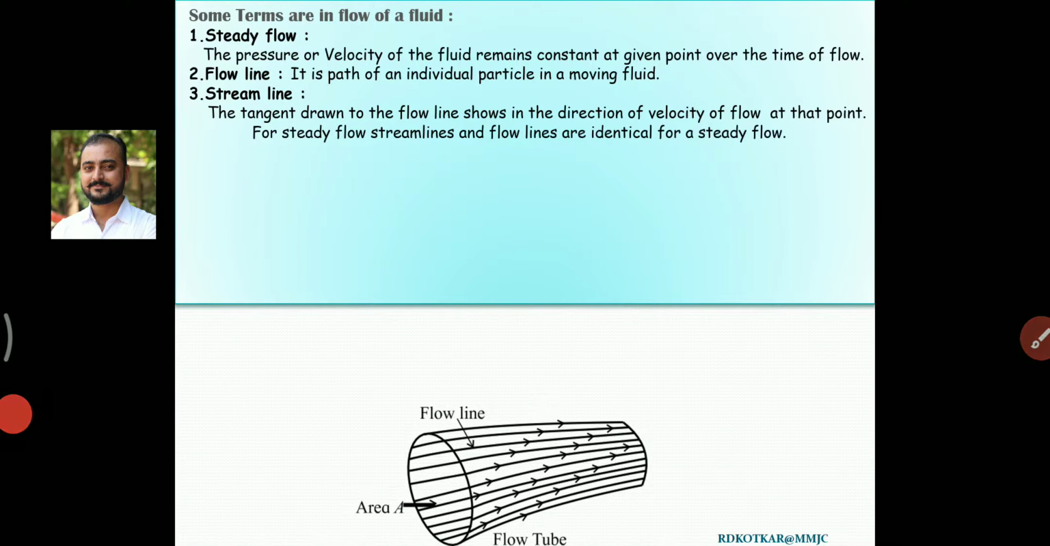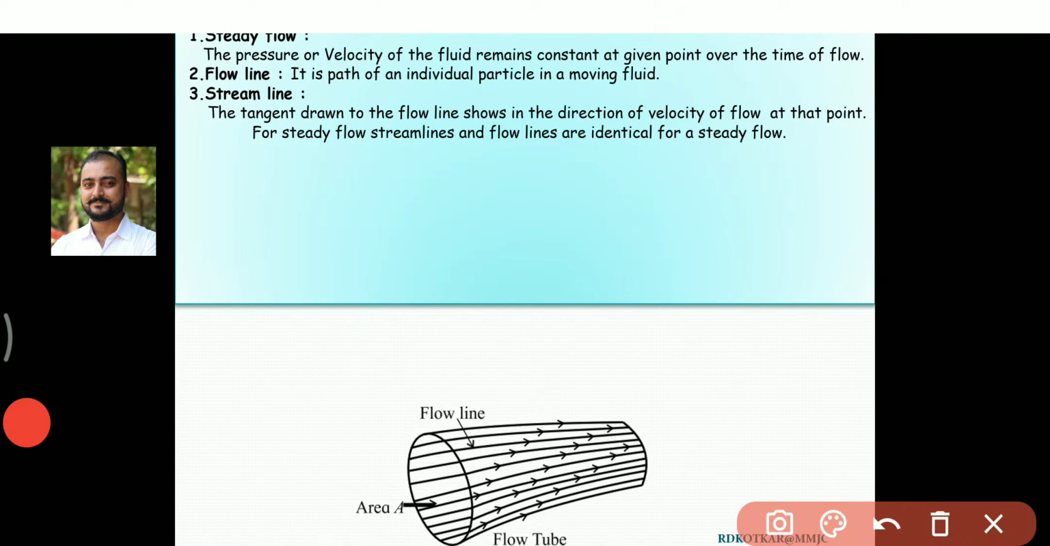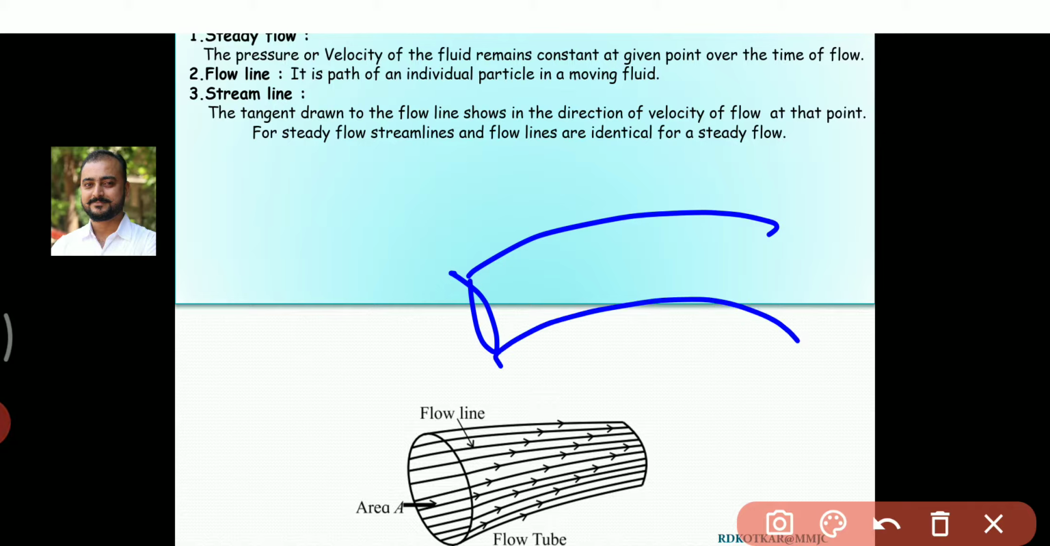Next definition is the streamline. What is a streamline? The tangent drawn to the flow line shows the direction of velocity of flow at that point. Means as you draw the tangent to the flow line, it gives the direction of the velocity of the flow at that point. Suppose this is the pipe, which should have a somewhat curved surface. Now this is the liquid flow.